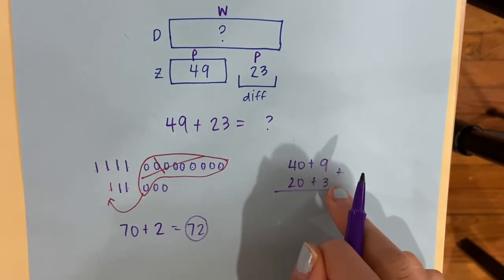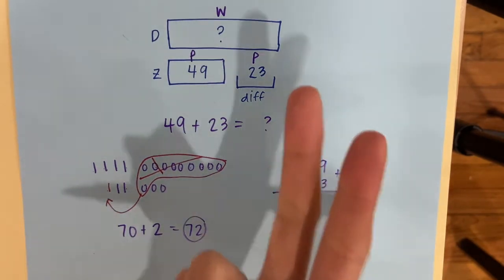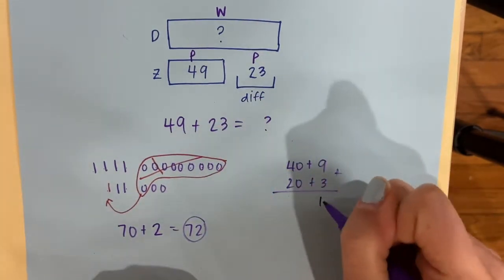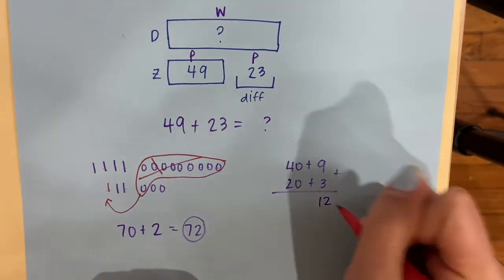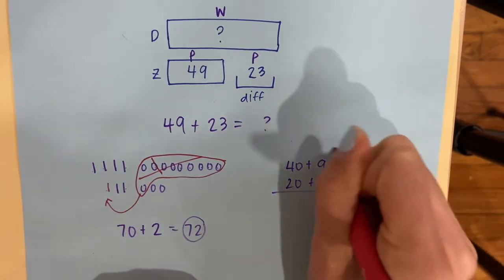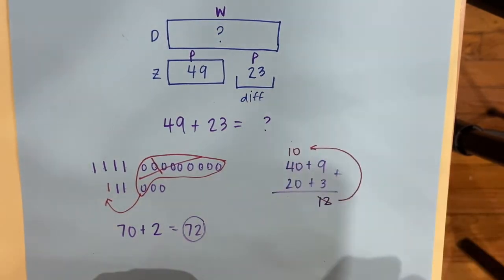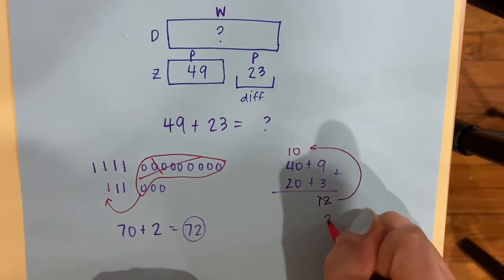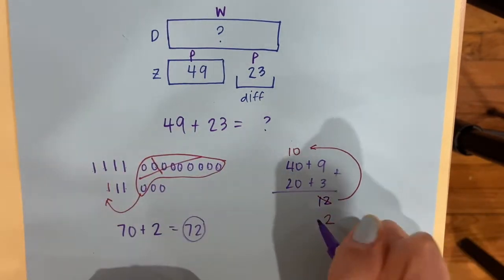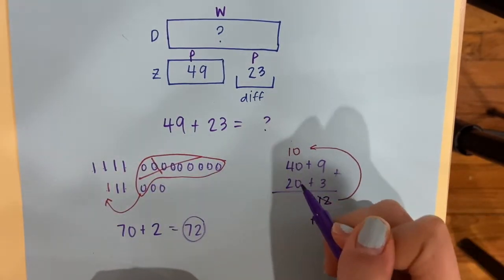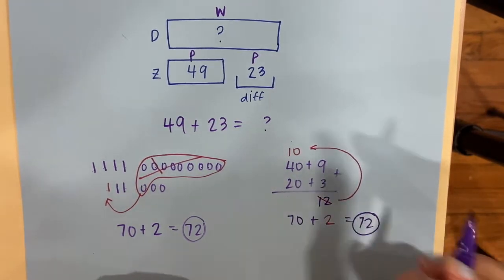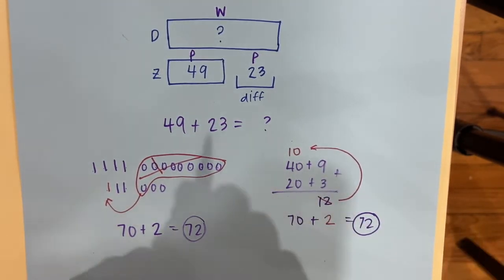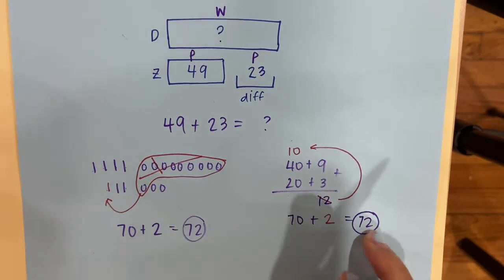9 plus 3 is 9, 10, 11, 12. Okay, that's 12. I have so many ones. When I have so many ones, that means I can regroup 10 ones into a 10. That means I have 2 ones left. Plus 10 plus 40 plus 20 is 70 equals 72. I got the same answer as I did before. So my answer is 72.